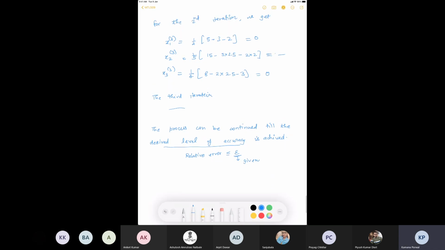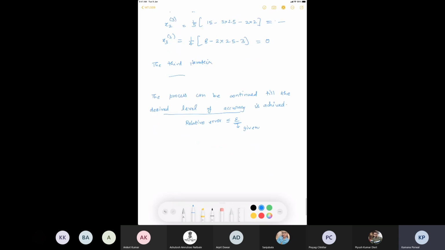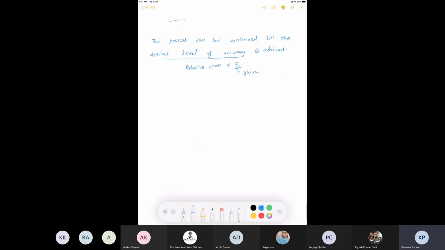Okay, so mostly these algorithms are used in the computer. So by hand, for a 3x3 system, it is still easy, but if you have a larger system, you cannot do it by hand. So these algorithms are designed to be used in the computer. But for a 3x3 system, you can do it by hand itself. So now let's take one example for the Gauss-Seidel method.